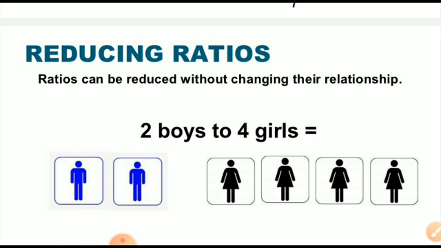Here are some good graphic representations given to you to understand how to write the ratios. Ratios can be reduced without changing their relationship. Here, blue colors are the boys' pictures and black colors are the girls' pictures. How many boys' pictures are there? 2 are there. And girls, yes, my dear student, 4 are there. What do they ask? Yes, 2 boys to 4 girls. 2:4. Isn't it?